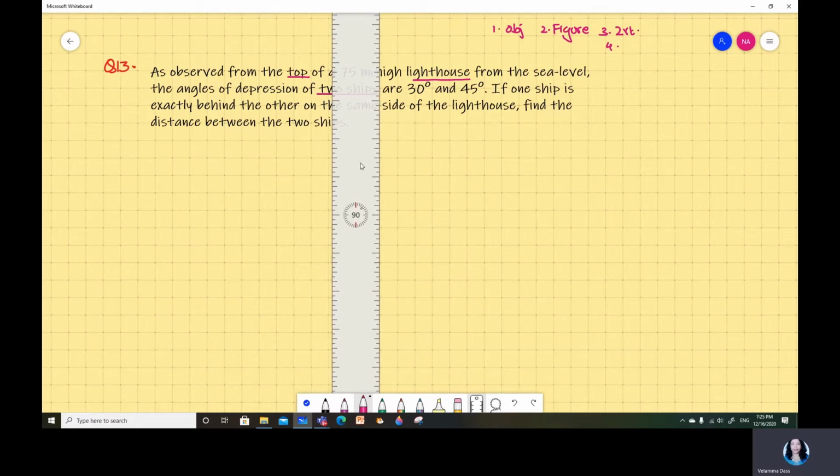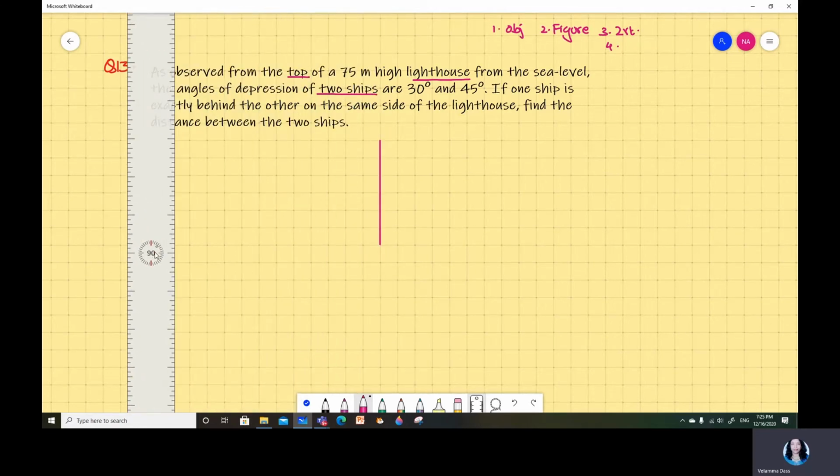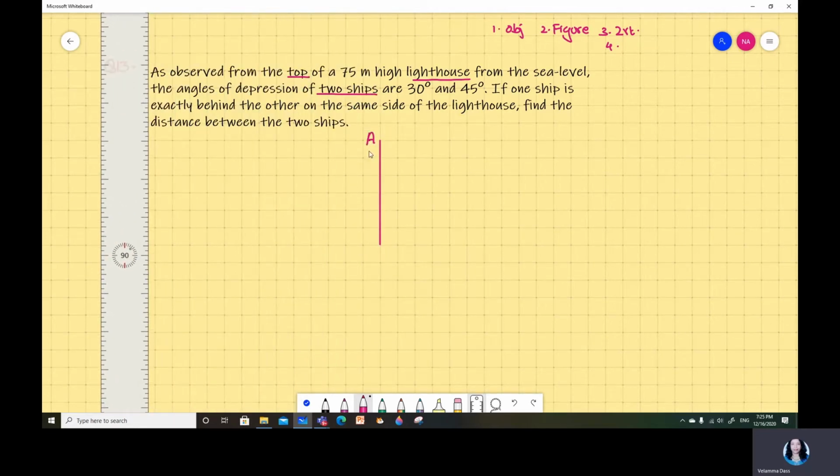Once we interpret the figure, it will be very easy to understand. So let's assume this is a lighthouse. Here we have assumed that AB is a lighthouse and the height of the lighthouse is given as 75 meter. So here we can just write lighthouse. Now what else is given, students? It is given that as observed from the top.